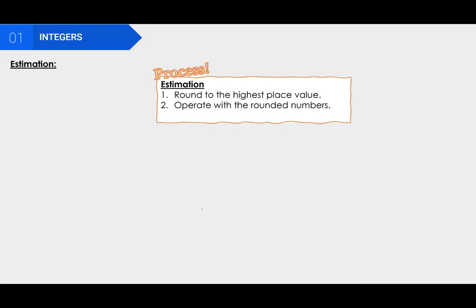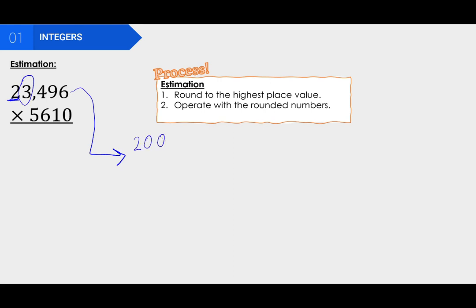This is a general rule we tell our students and our tutors when you're estimating: round as much as you can, round to the highest possible place value for the number, and then operate with the rounded numbers that you have. So if you're going to add, if you're going to subtract, and so forth. Let's do an example with multiplication. So I'm going to take 23,496. Its highest place value is the 10,000s place. Looking at the 3, that's going to stay at 20,000.